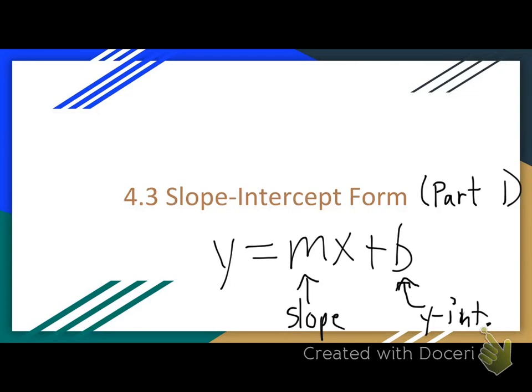In order to write an equation in slope-intercept form, it's pretty simple. If I'm given the slope and the y-intercept, I can just plug the slope in for m, plug the y-intercept in for b, and I've got my equation. If you're given those things. Sometimes we're not always given those things, so we've got to use other methods to create our equation.